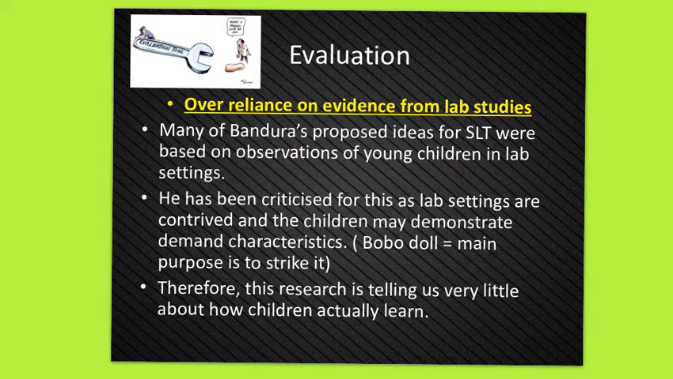They may get the main goal of the whole investigation is to hit the Bobo doll and be as harsh as possible to it. Therefore, if they were in the condition which had the model which was more aggressive, they would recreate it because they're going, hey, that's what they want me to do. Therefore, this research is telling us very little about how children actually learn. So it's actually misinforming us about the idea of aggression in everyday life, about actually, do we learn through vicarious reinforcement, or is it something else that's built within us?